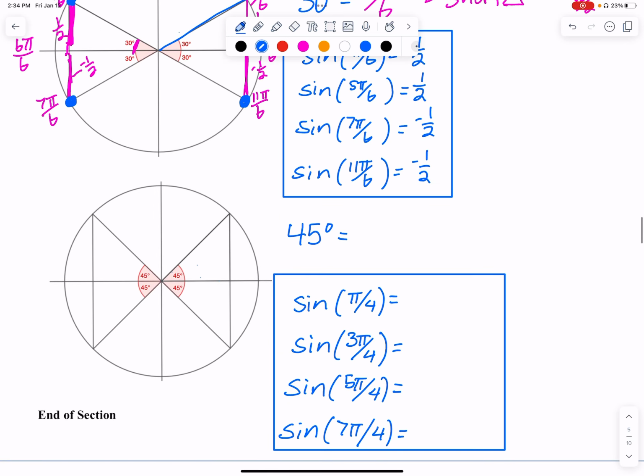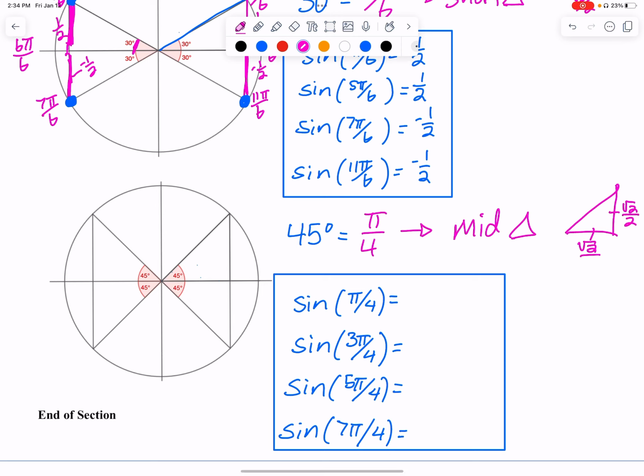All right, we got one more here. It's our 45-degree ones. Remember, 45 degrees is pi over 4. And remember, pi over 4 is a 45, 45, 90 triangle. So we know that both sides are the same, and they're radical 2 over 2. That's just from the previous video. All our 45, 45, 90s are radical 2 over 2. The hypotenuse is 1, which helps us with the unit circle.